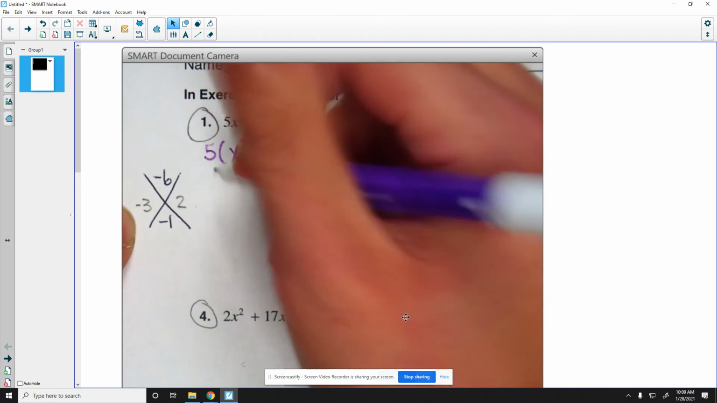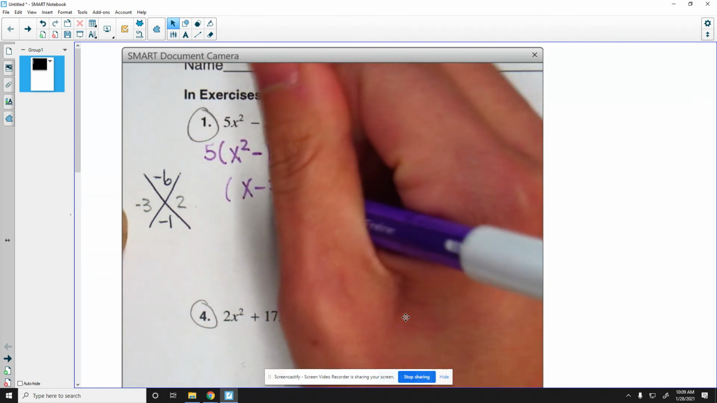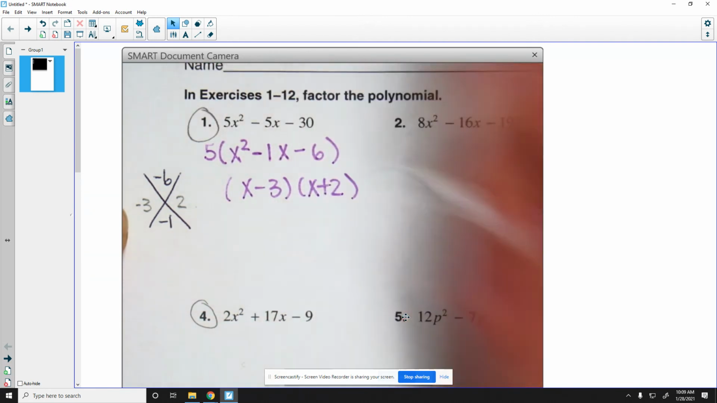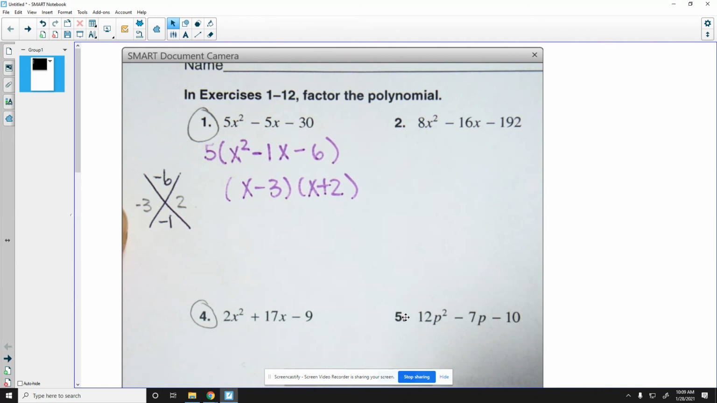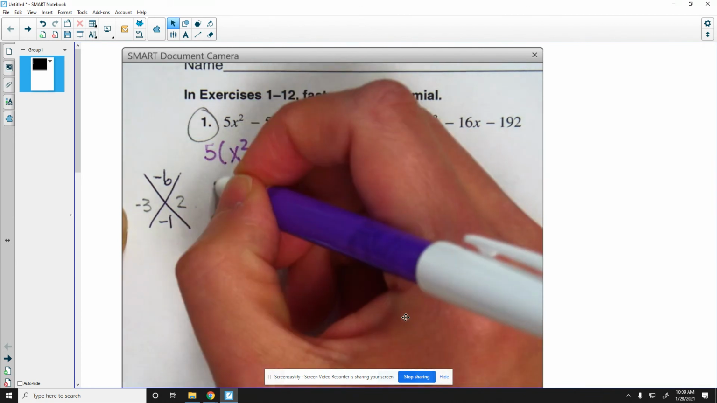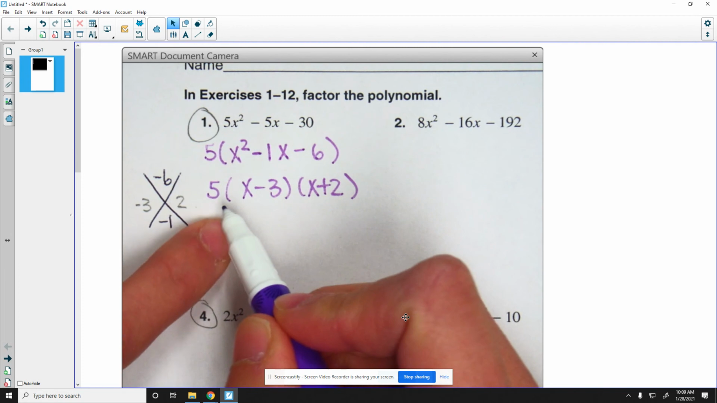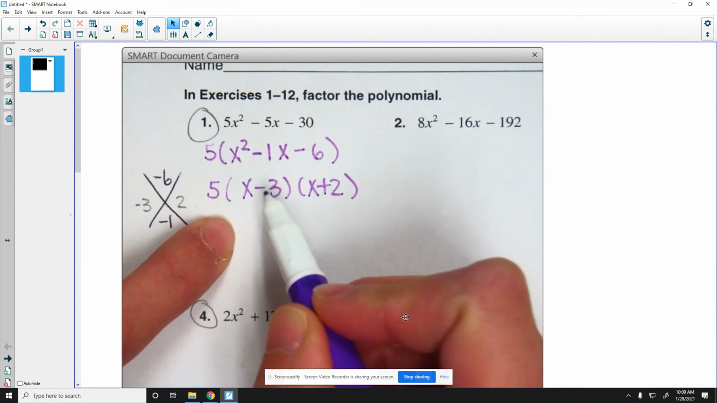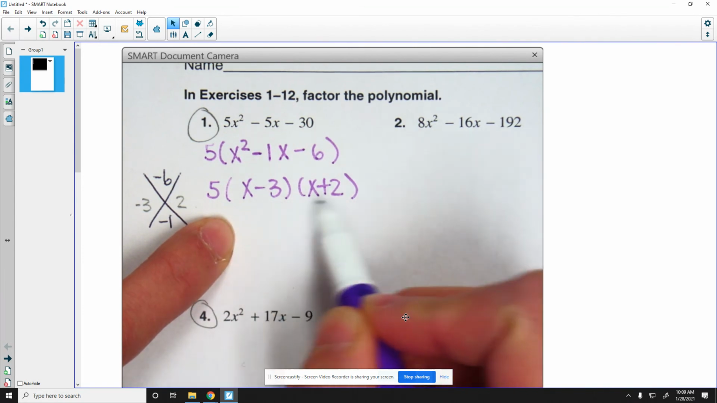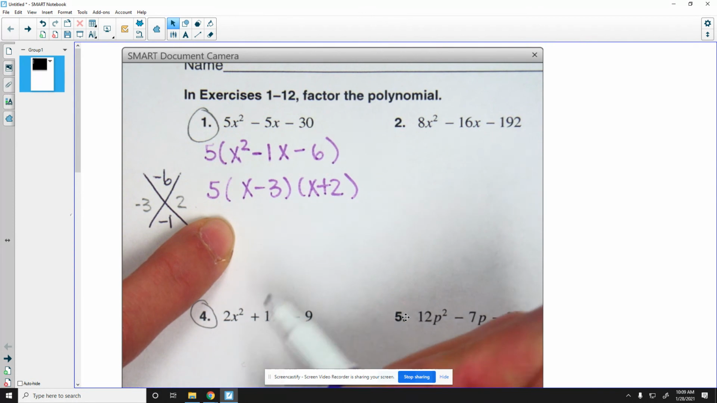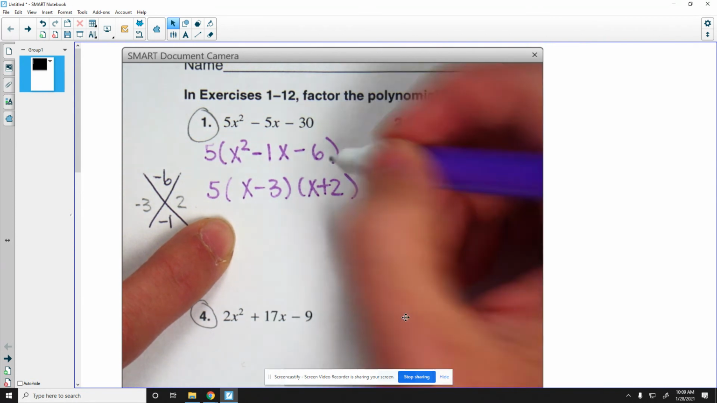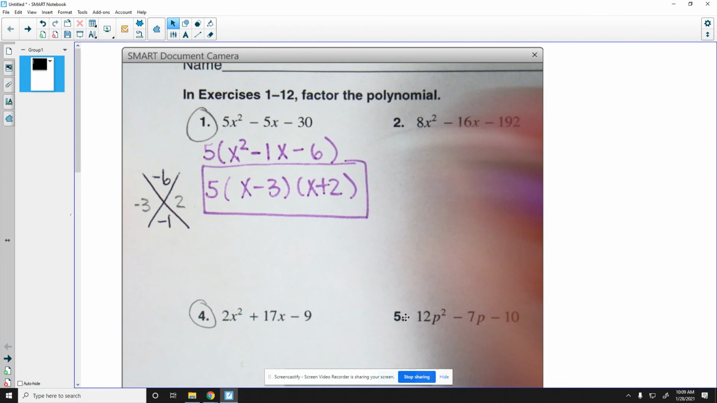Okay, so let's rewrite it. X minus 3, x plus 2. What did I forget? The 5. Don't forget you took out a 5, so don't forget to write that in your answer. Do I need to divide by 5? No, because I didn't do magic numbers. Am I done? Yes. Boom. This is the easiest of the hard stuff.